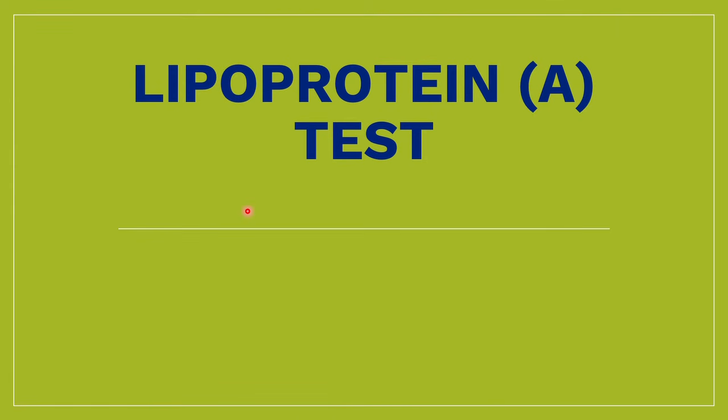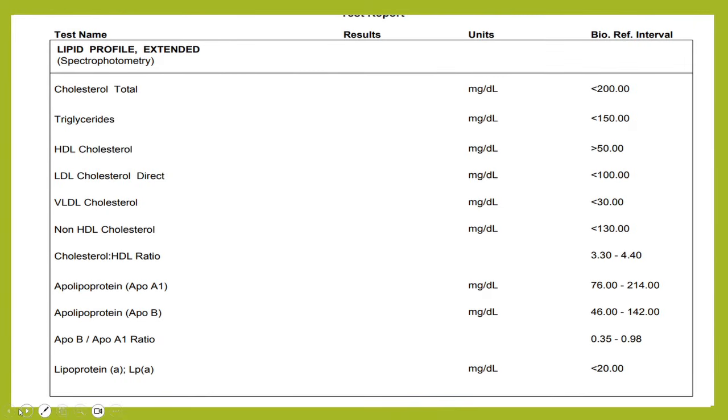In today's class, let us discuss another lipid parameter, that is the LPA, or lipoprotein small a. It is one of the upcoming parameters which helps you to assess your cardiovascular risk. Usually this test is not done, but in the extended lipid profile, this test is also included along with your apolipoprotein A1, apolipoprotein B, and your LP little a.